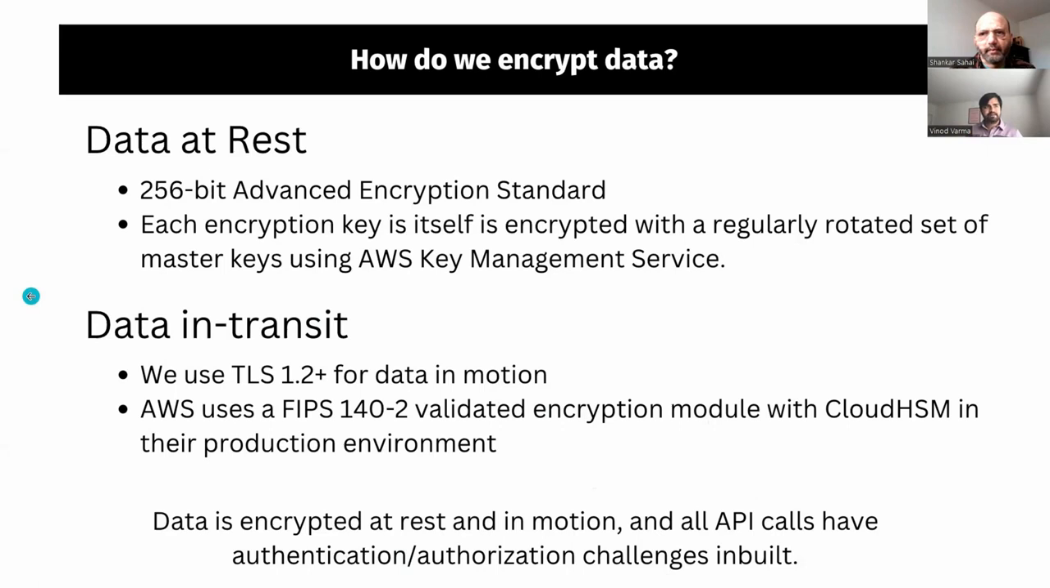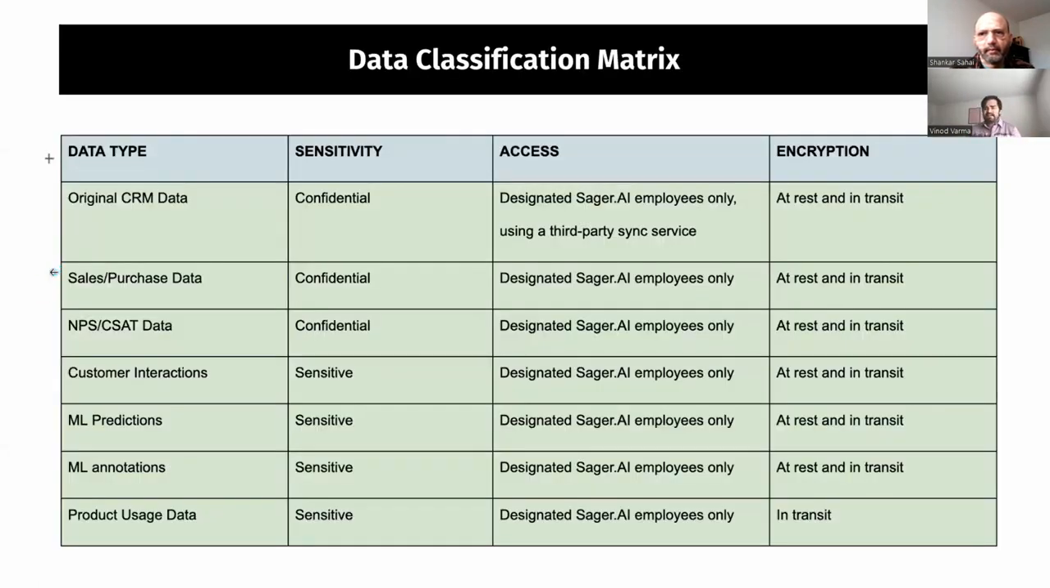Okay. Then let's go one slide back here. So this is the data classification matrix. What this explains is, let's say we are taking different types of data from you, or from our customers. There are different types of data. When you sync with the CRM, in the CRM there is some important data. It could be phone numbers, or some other personal communications. How is that being handled? What is the sensitivity, what kind of employees of Sager.AI have access, and how do they encrypt it? That's what this fully explains.